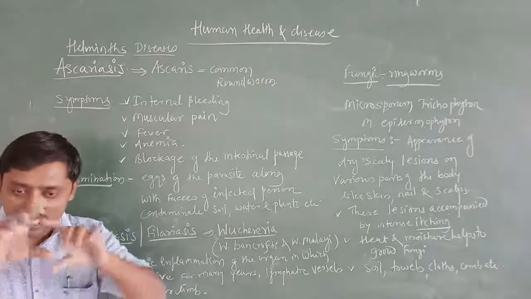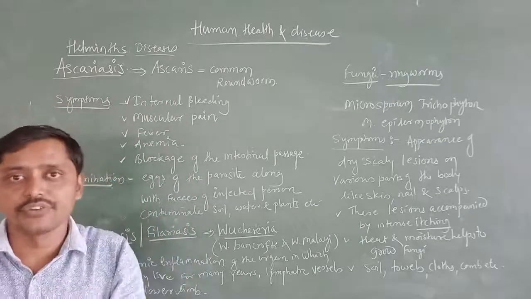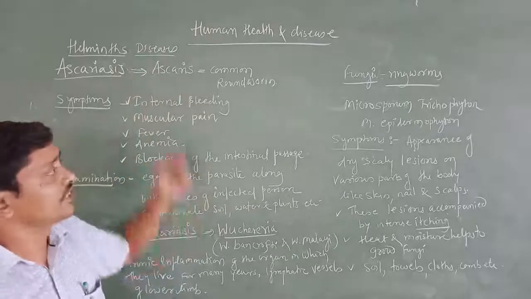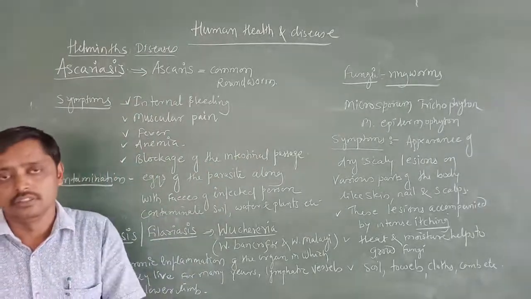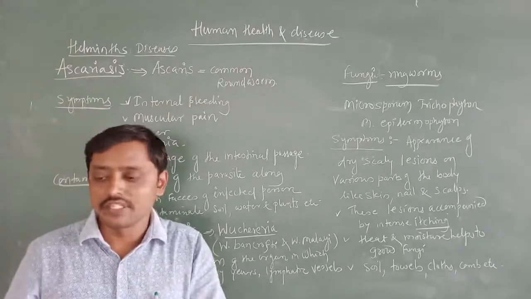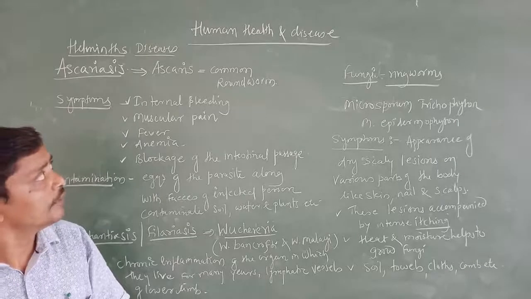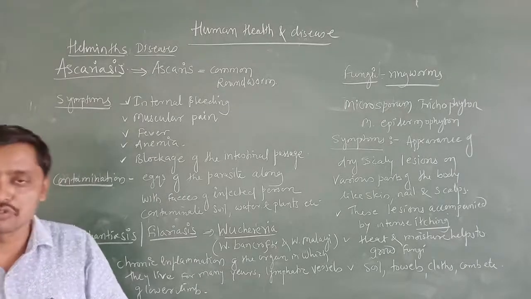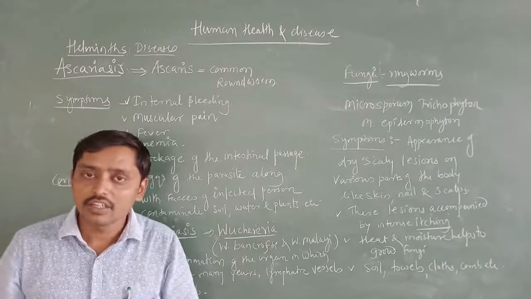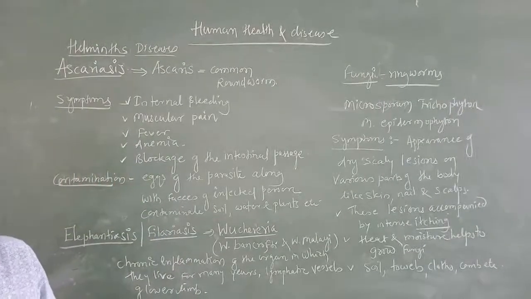On that page, write bacterial disease, viral disease, protozoan disease, then helminthes disease, and the last one is fungal disease. This concept is very important from the point of view of your examination. In the exam they used to ask questions based on common diseases in humans for 1 mark, 2 marks, or 3 marks. This is about common diseases in humans.